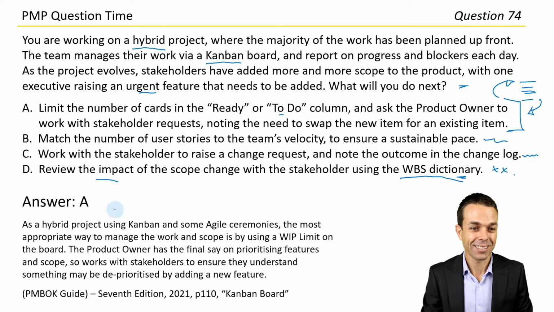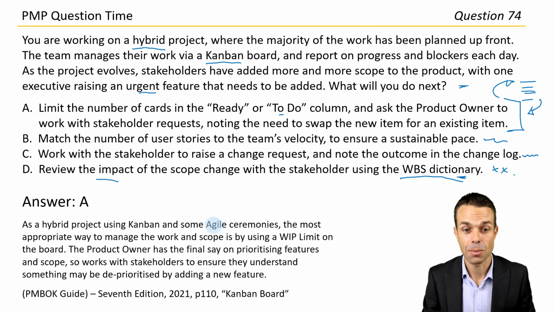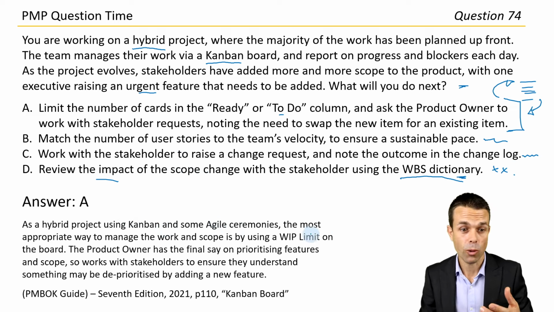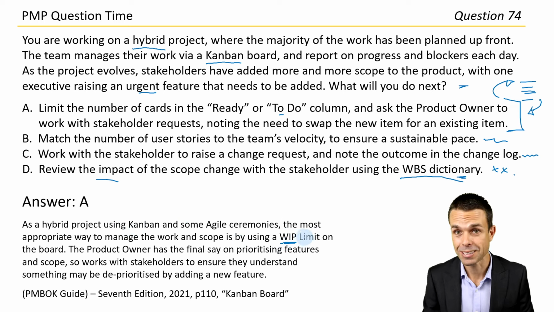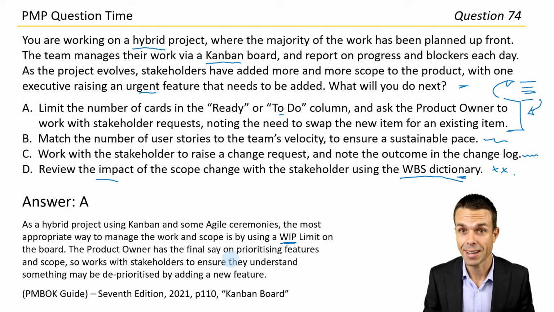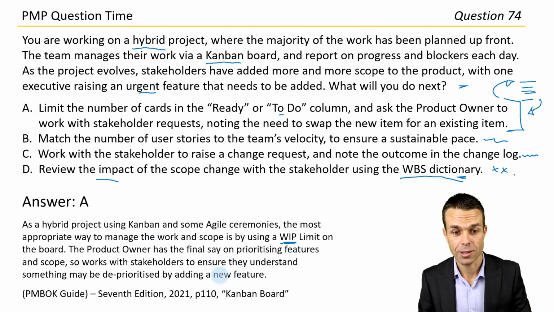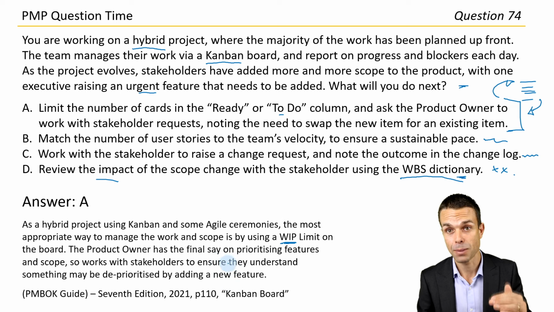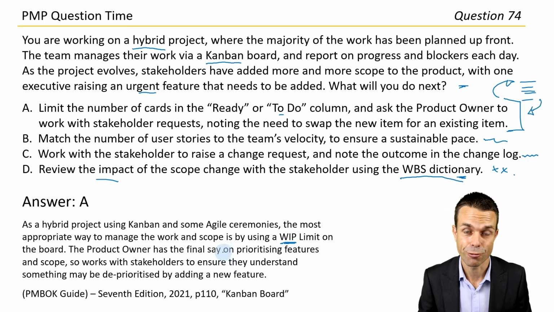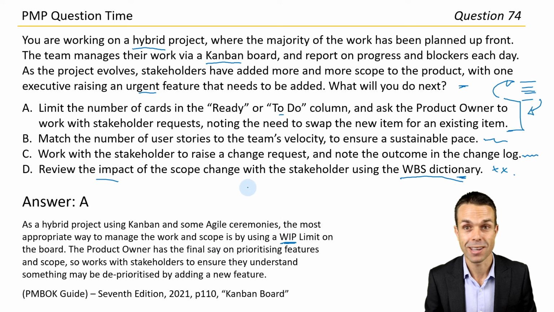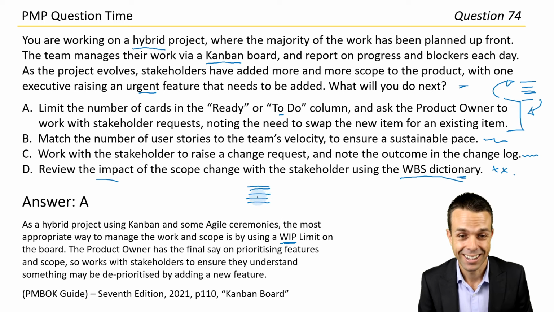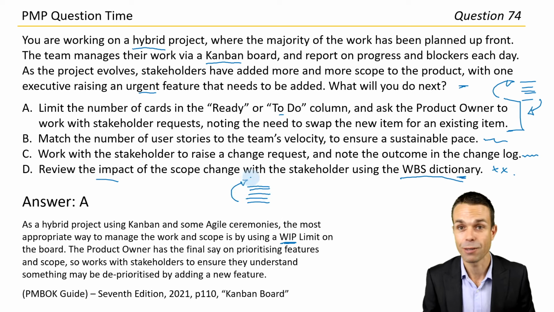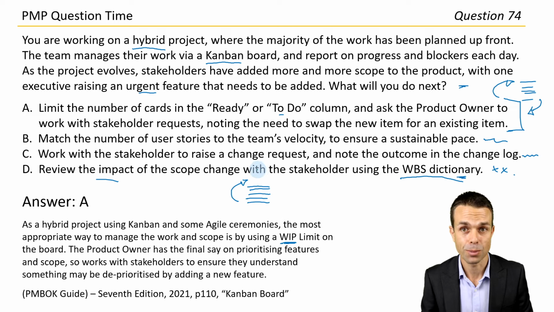Excellent work. All right. As a hybrid project using Kanban and some agile ceremonies, the most appropriate way to manage the work and scope is by using a work in progress limit on the board. The product owner has the final say on prioritizing features and scope, so they work with the stakeholders to ensure they understand that something might be deprioritized by adding a new feature. And sometimes that's hard for executives to handle, but we have to be firm and strong, and with a strong product owner in place who can help them understand that, then obviously, as long as we're delivering the highest value stuff, it shouldn't be a problem.